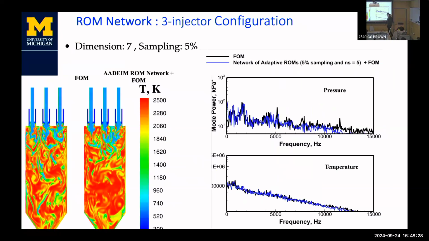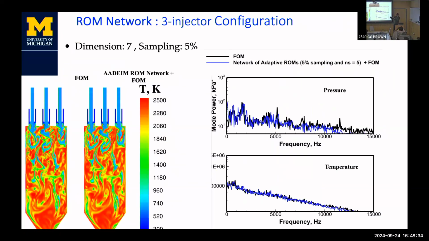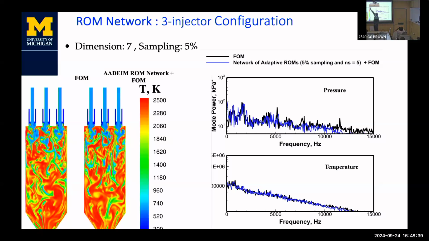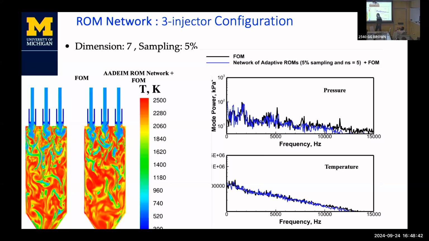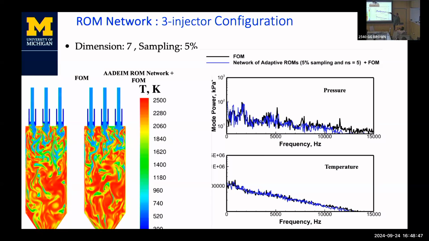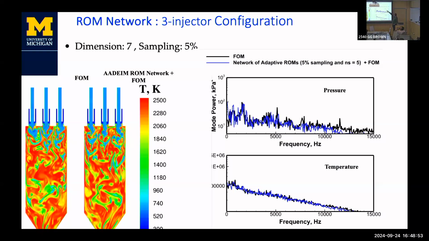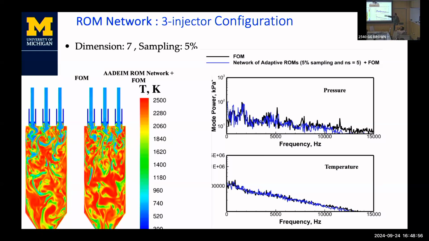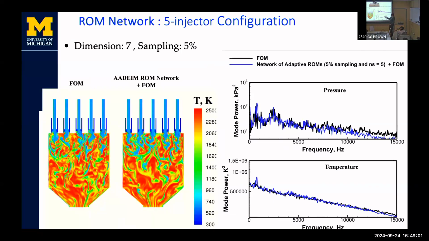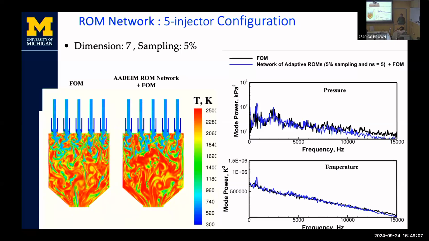So here we've taken this single injector type ROM and put 3 of those ROMs together to create this ROM network, as I call it. And this is the unseen full order model solution. And here I'm showing, think of this as some glorified Fourier spectrum, right? This is the DMD spectrum for pressure and temperature. And it's getting much of the important dynamics. When I stitch 5 of these injectors together, again, I get more or less visually the same kind of dynamics.